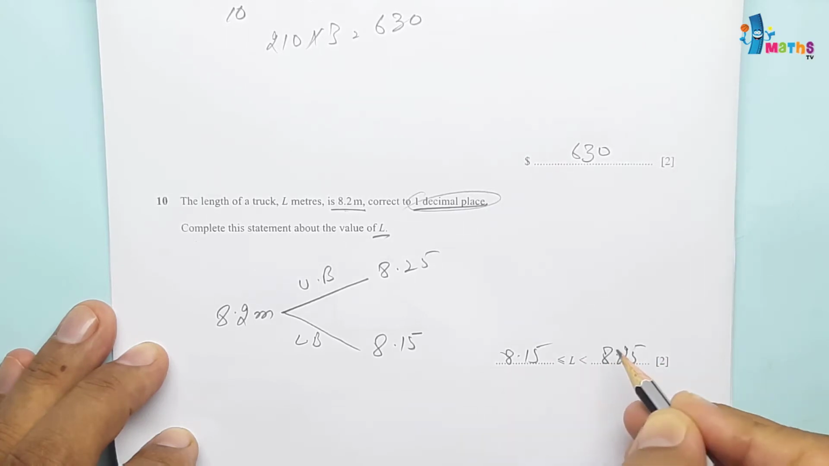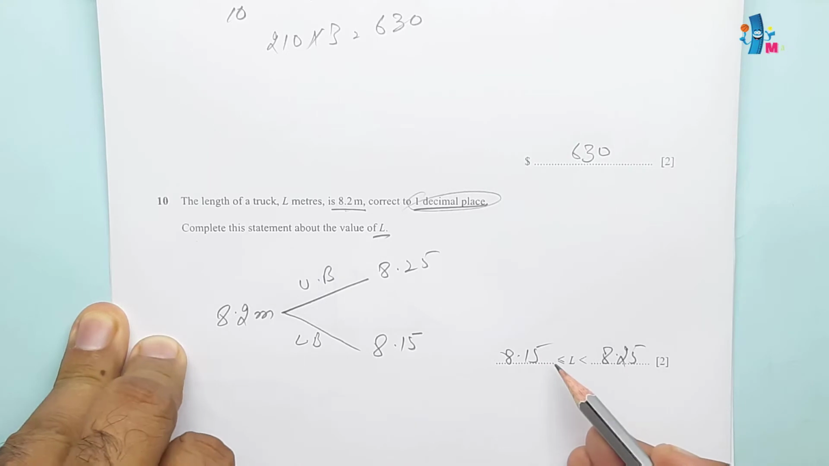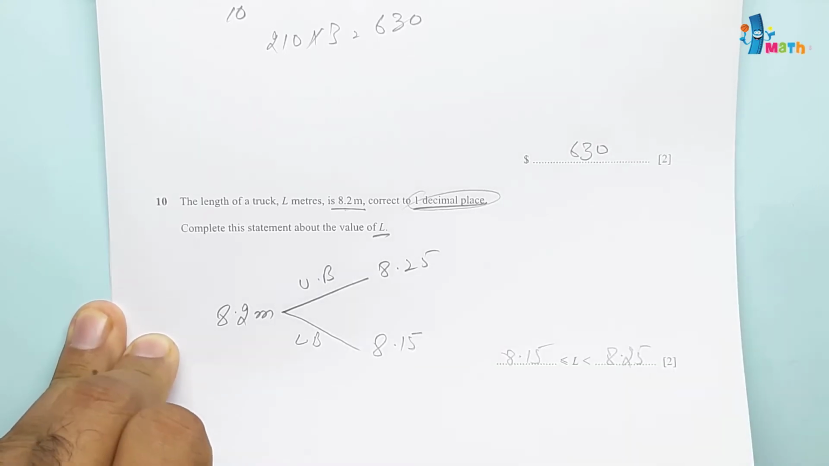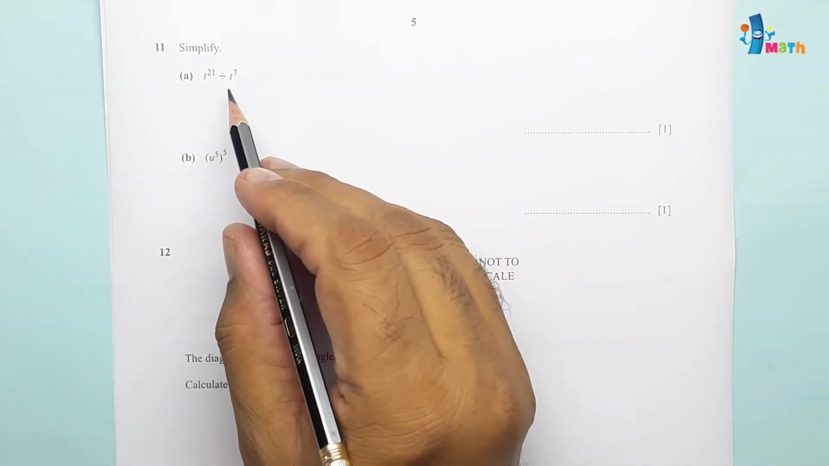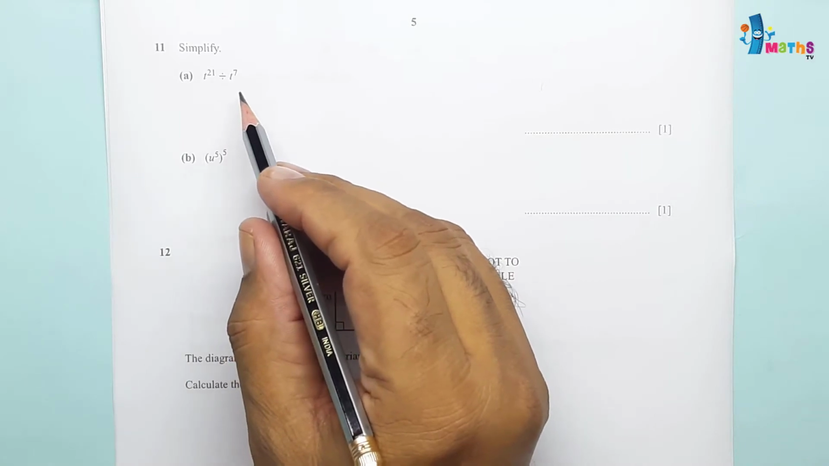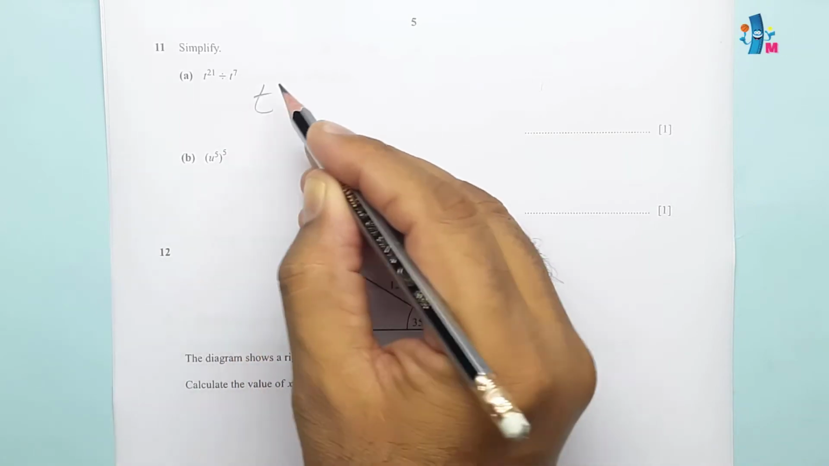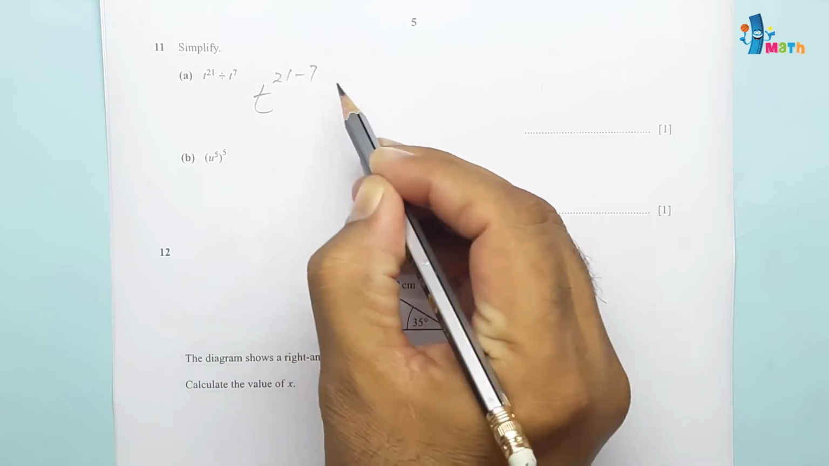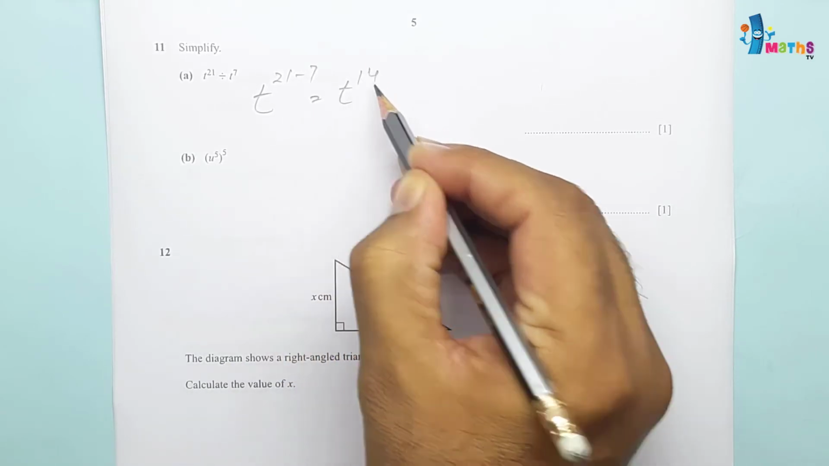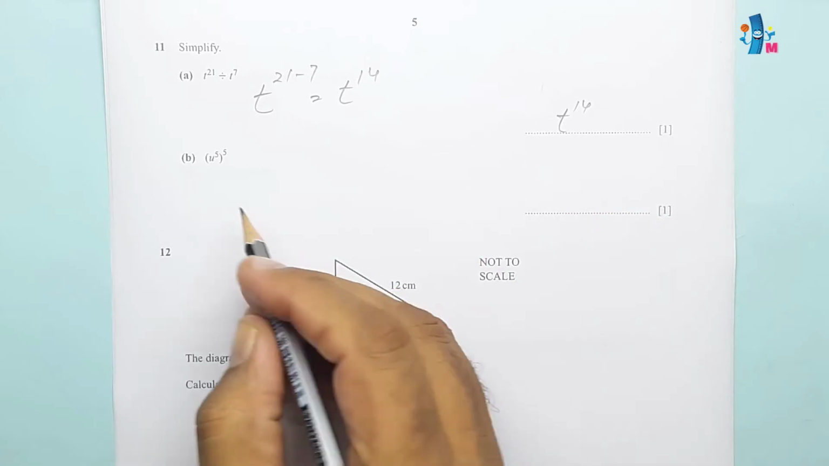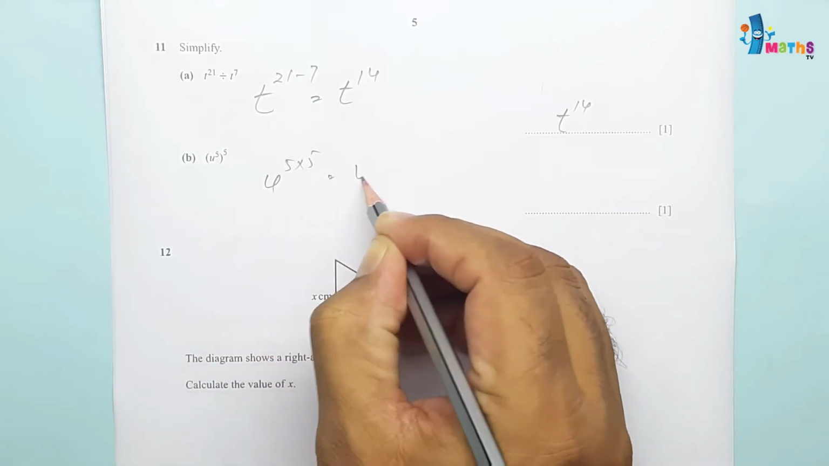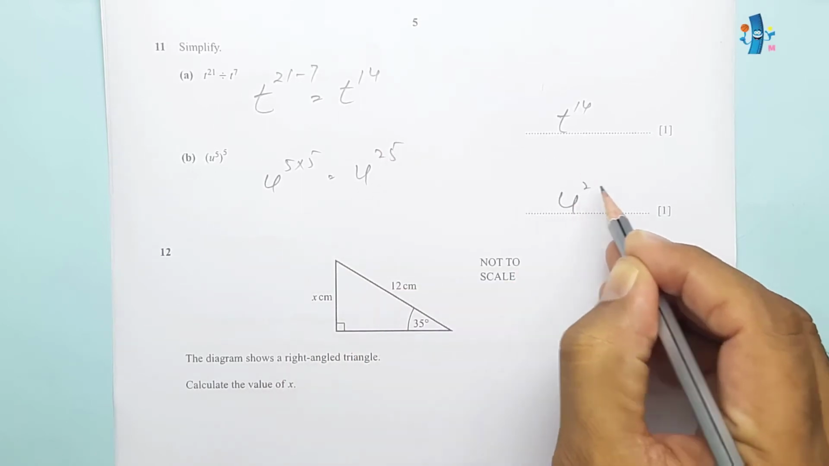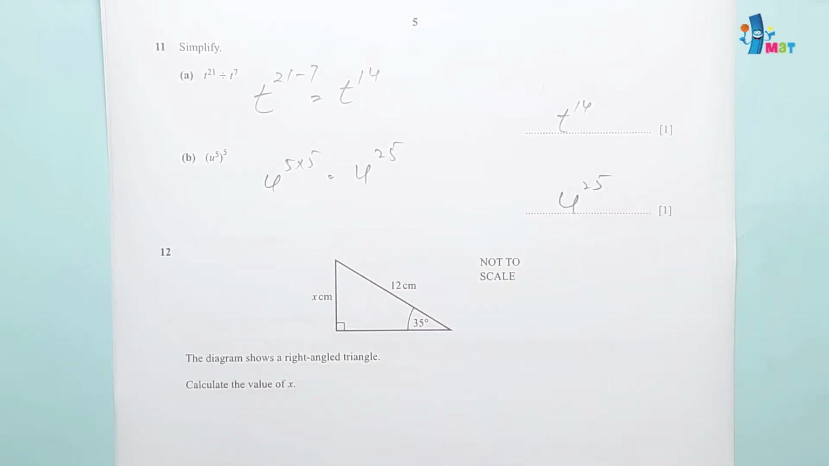We cannot switch these numbers. You will have to write on this side, and this should be on this side. Now question number 11 is simplify t to the power 21 divided by t raised to 7. So we can write this as t raised to 21 minus 7, which will be equal to t raised to power 14, and this will be our answer. Similarly, B part, u raised to power 5 into 5 will be equal to u raised to power 25, and our answer will be u raised to power 25.